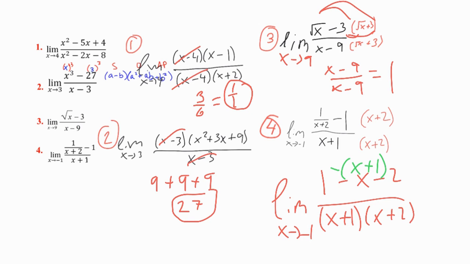So this ended up being negative x minus 1, but I need it to look like one of these bad boys. And I can make it look like this by factoring out the negative, which gives me the limit of negative 1 over x plus 2. And when you plug in a negative 1, you're going to end up with negative 1 over 1. Alright, that's it.